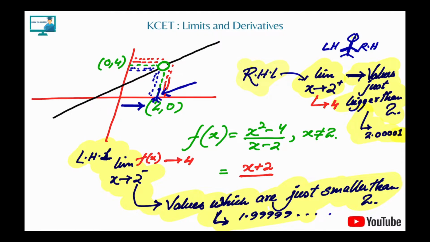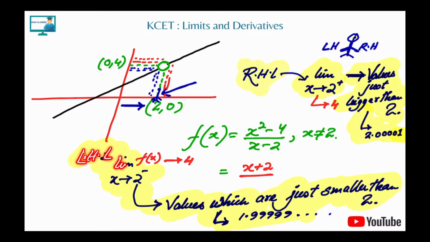Left hand limit means the values which we are approaching from the left hand side. So for a value, let's say here on the number line, 2, what is the nearest on the right hand side? 2.00001. And what is on the left side? 1.9999999, as many nines as you can put. So this value is very, very close to 2. So we can say that we are approaching the function from the left hand side, correct? So when we are approaching the function from the left hand side, we call it left hand limit.